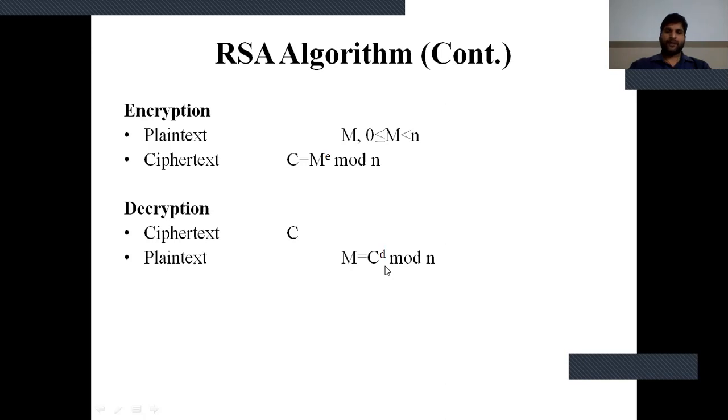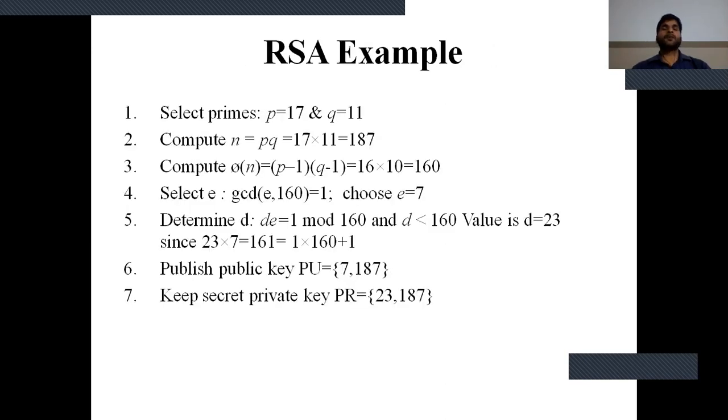mod n. For example, suppose we select two prime numbers p equal to 17 and q equal to 11. Then first check both are prime numbers and not equal to each other. P is not equal to q. Then we compute the value of n by multiplying p into q. So 17 into 11 equal to 187.